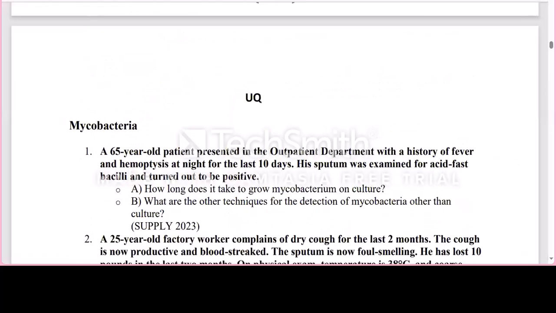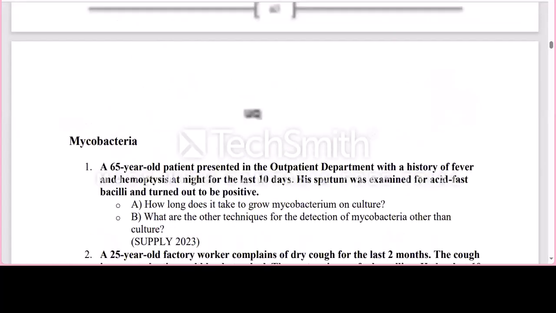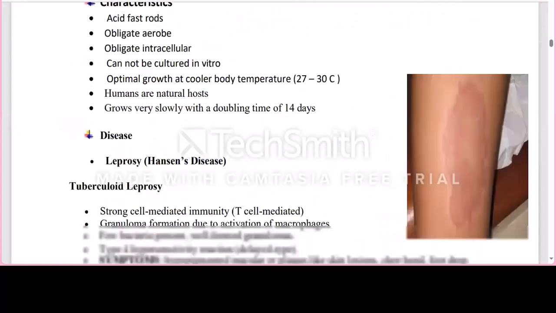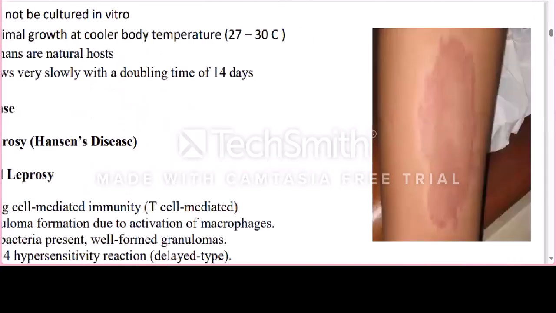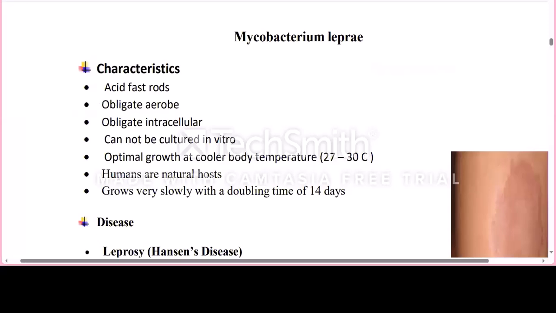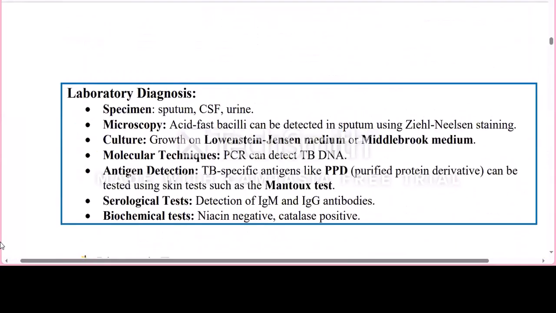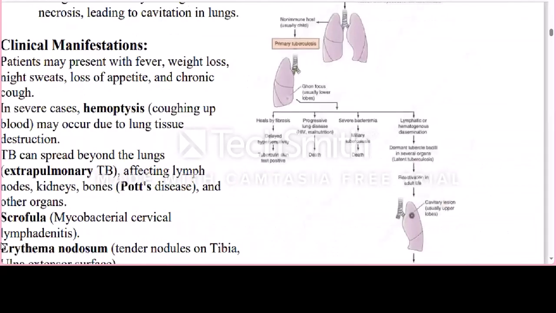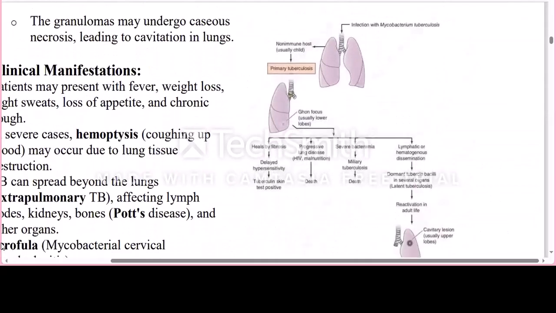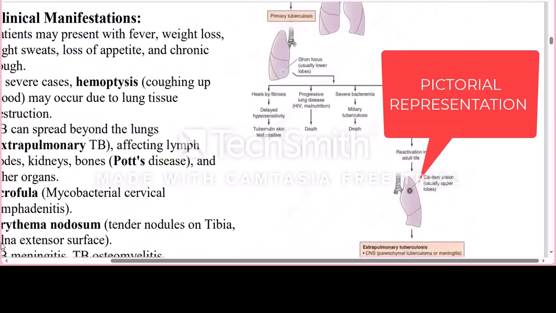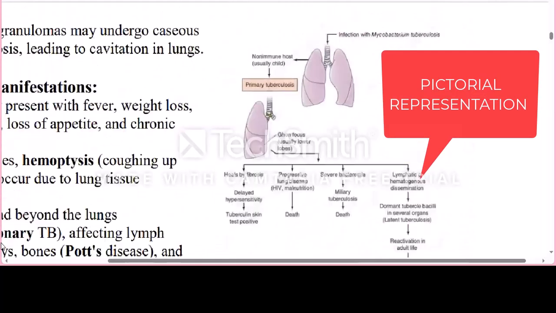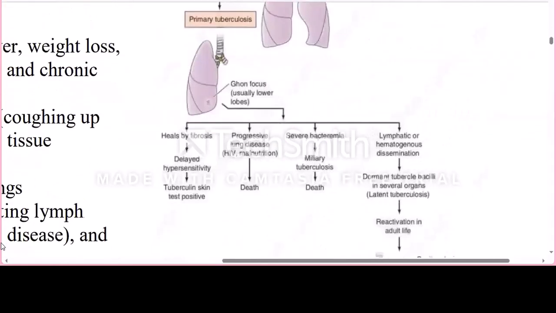So Mycobacterium is very important. You can see the Mycobacterium representation here, with specific characteristics you can watch. Next is a pictorial representation related to pathogenesis and clinical manifestation of Mycobacterium tuberculosis. And this is accurate.